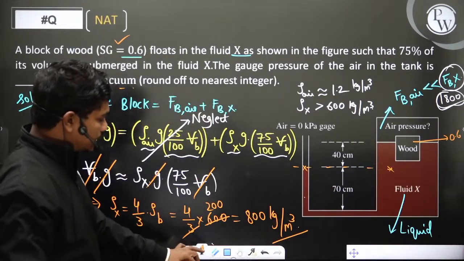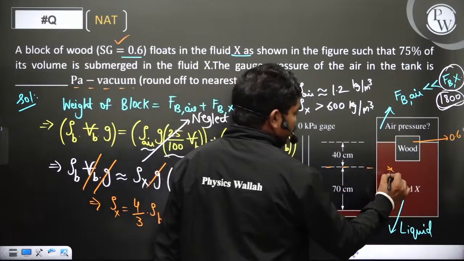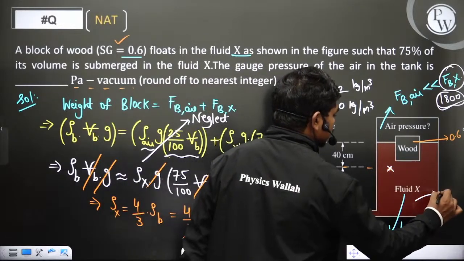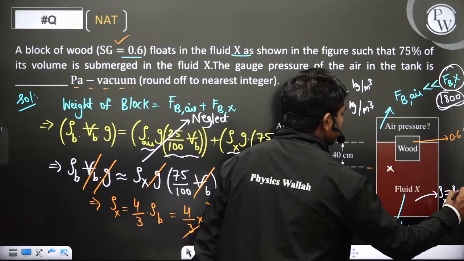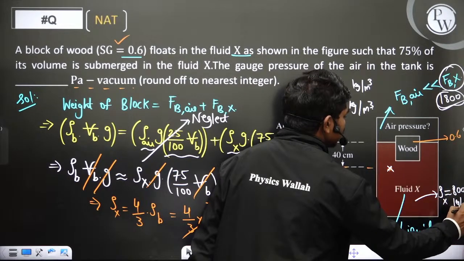Now you got the fluid density. Let us see what happens. This fluid density rho x is around 800 kg per meter cube.